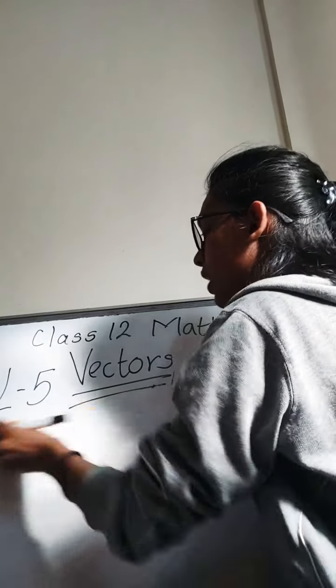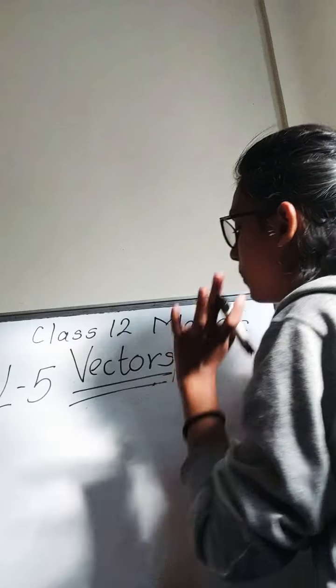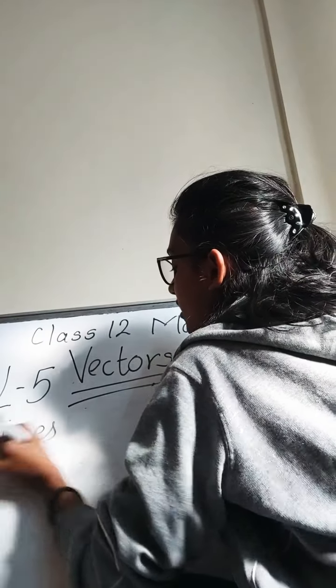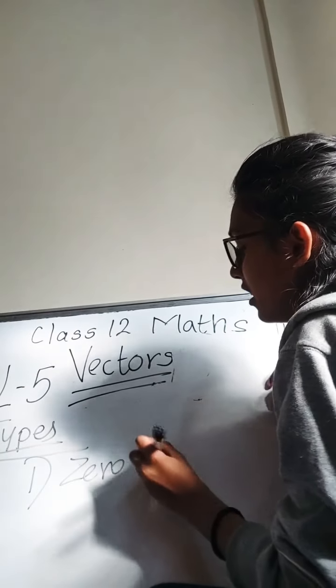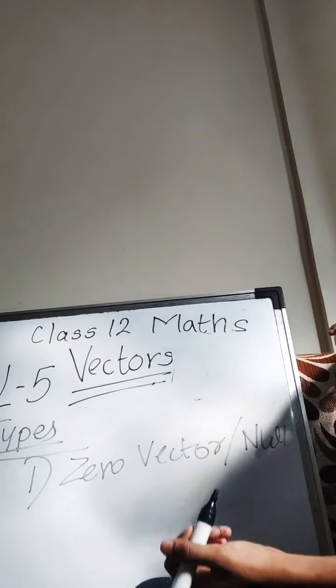Okay? Now you understood about magnitude, you understood about direction, you understood about the basics of vector. Now let me teach you the types of vector. These are very simple. First one is the zero vector. Now zero vector or null vector, both are the same thing.